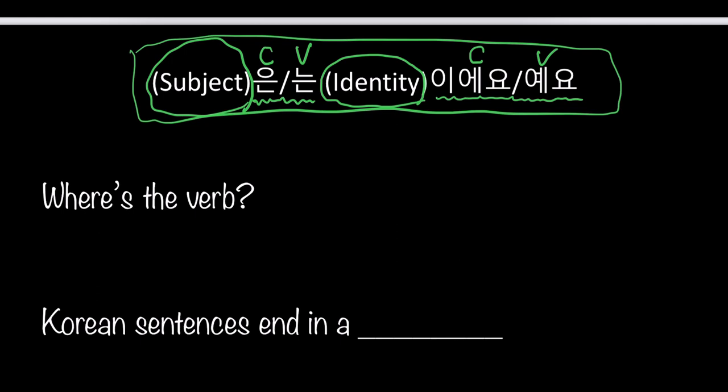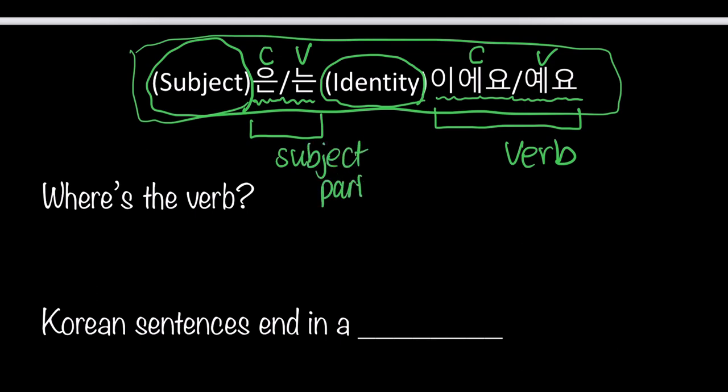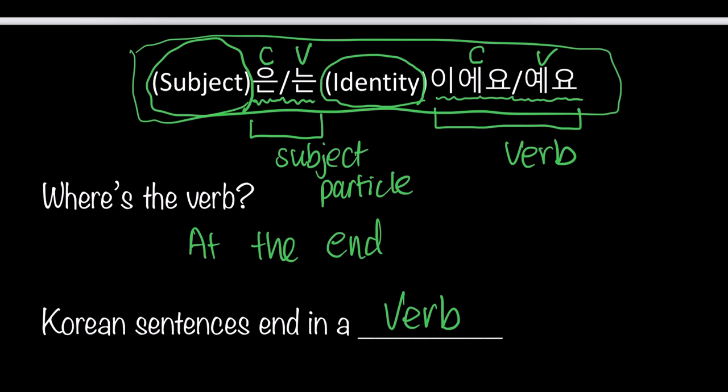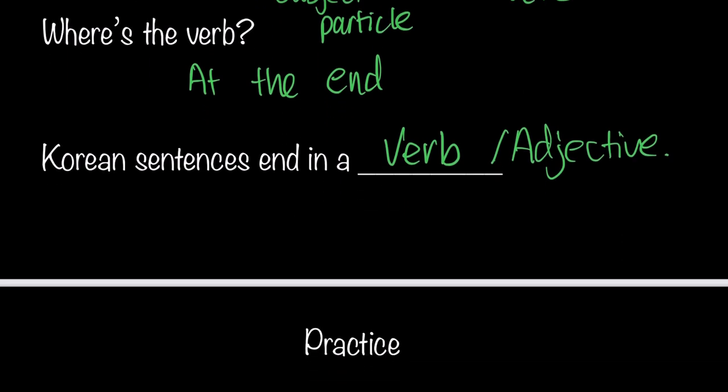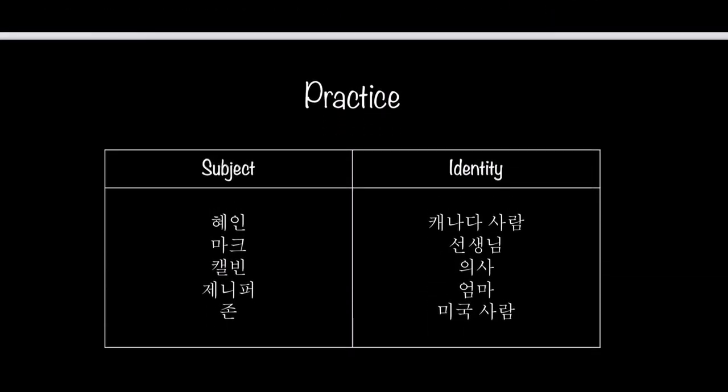So let's break this down. This is the verb. This is a subject particle. So then, where is the verb? At the end of the sentence. Korean sentences end in a verb, and later you'll learn, or adjective. Let's move on, and let's do more practice.